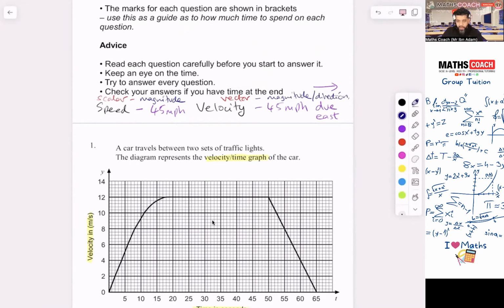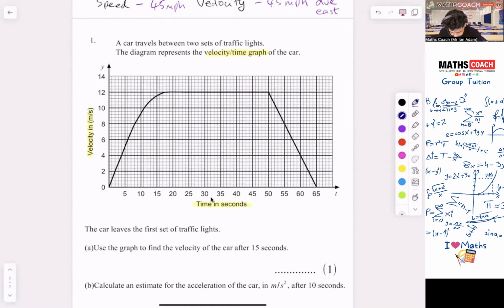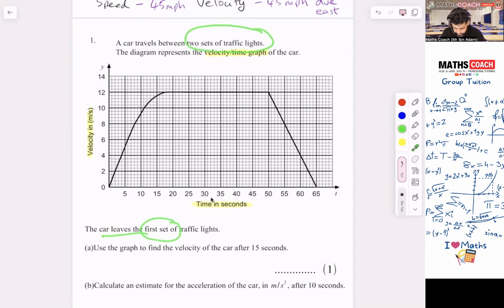All right, let's go and answer this question now. So, this car is leaving the first set of traffic lights and it's going to the next set, because there's two sets of traffic lights. This is the first set of traffic lights and this is the second set. This is showing the car's travel to that second set of traffic lights. So let's see what's going on here.